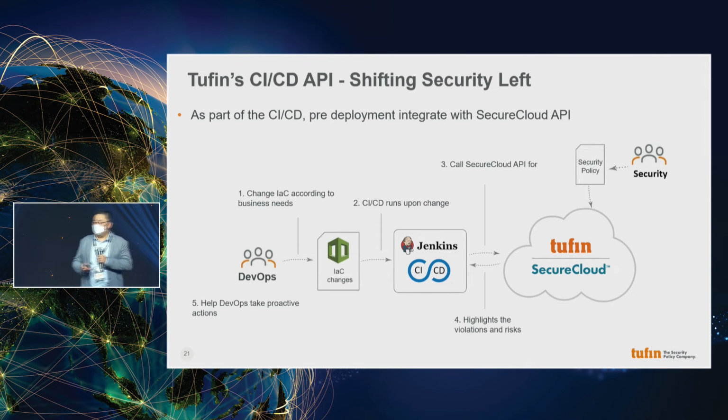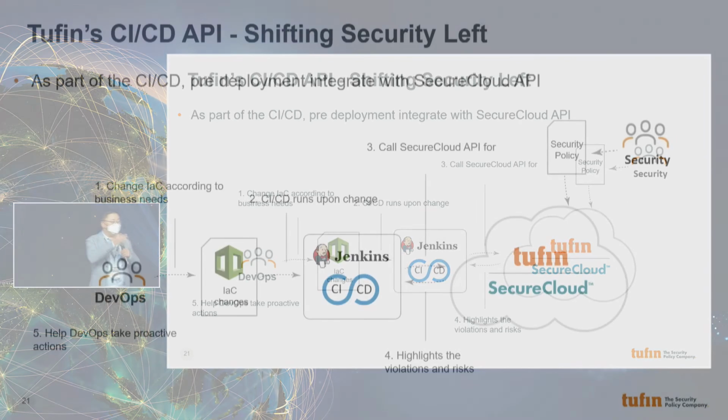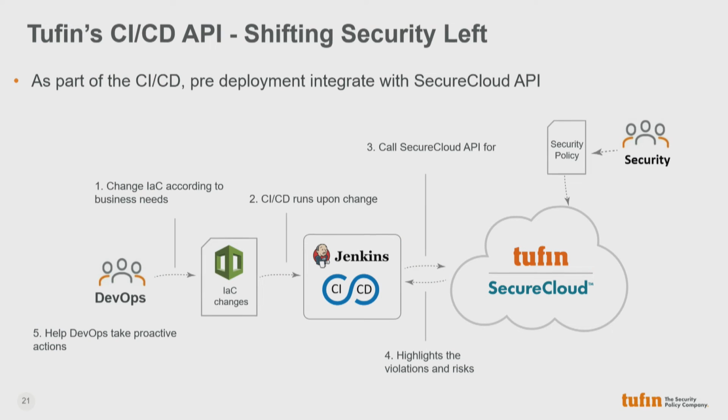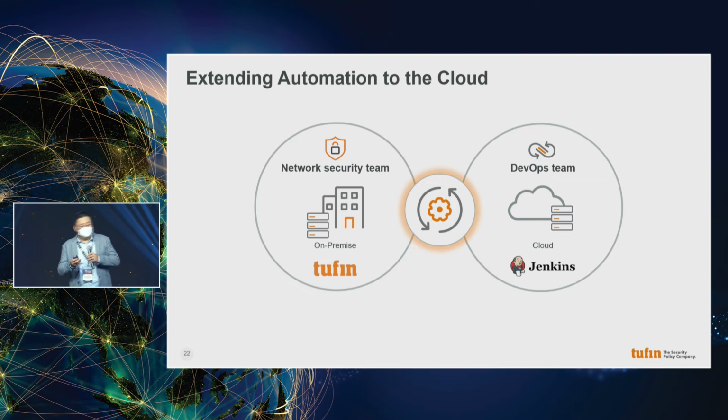So you can see, this helps DevOps take proactive action against risky or security-violating changes in their cloud environment. With that, you can see Tufin extends automation into the cloud environment. With the Tufin solution, now you can cover your on-prem security policies and also your cloud security policies.